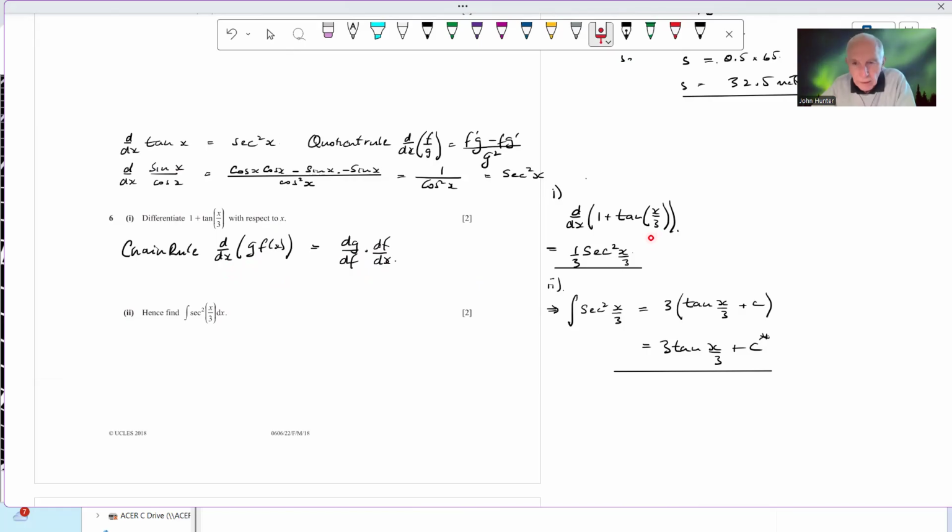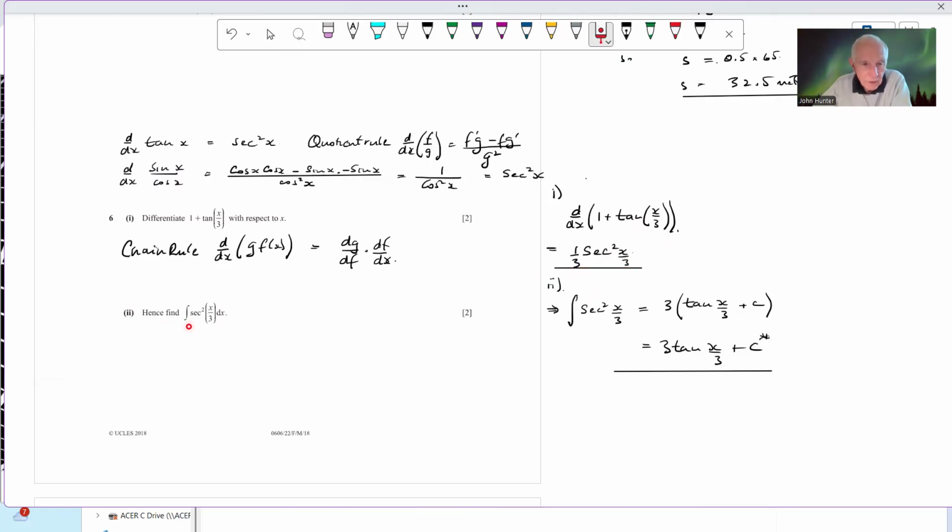Right, okay. So what we've got here is the derivative of this one. This is going to disappear pretty sharpish, isn't it? Just a constant. And then we've got the tan of, well, our g is tangent and our f is x over 3. So dg/df is going to give us this, and df/dx is going to be the derivative of this inside thing, which is going to give us 1/3. So because of this chain rule, we're going to end up with this.